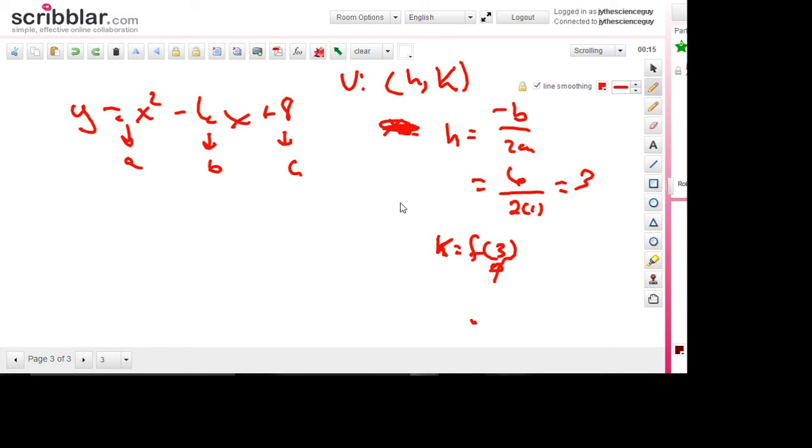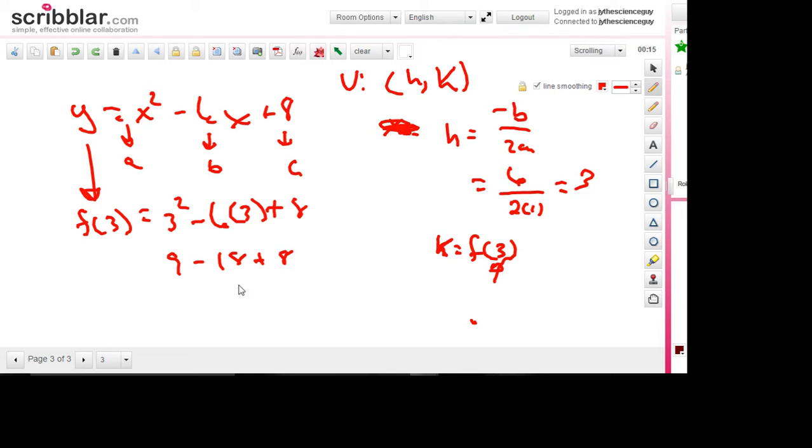And that's why I wrote it that way, because the SAT is going to write it that way. You need to know about functions. So I'm going to plug in 3 there. So this is f of 3, because that's another way of saying y. And that's going to be 3 squared minus 6 times 3 plus 8. So that's 9 minus 18 plus 8.